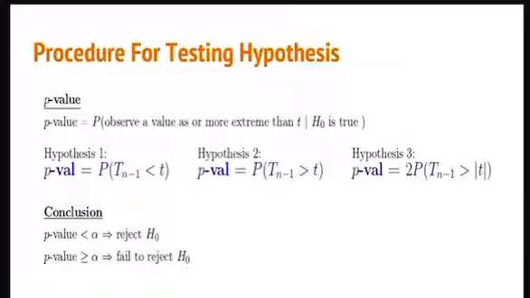Now, don't forget the conclusion is always the same in statistics. When you are conducting hypothesis testing, when the p-value is less than alpha, you're going to reject. When it is greater than or equal to alpha, then you're going to fail to reject.